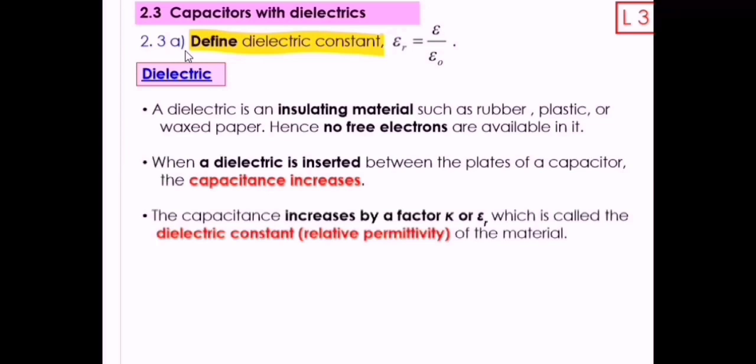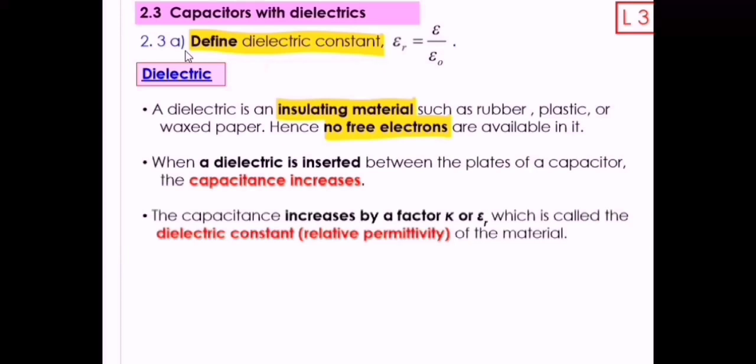So a dielectric is an insulating material. For example, it can be rubber, plastic, or wax paper. Since it is an insulating material, it has no free electrons, so it cannot transfer current. So a dielectric is an insulating material, and that means it has no free electrons.